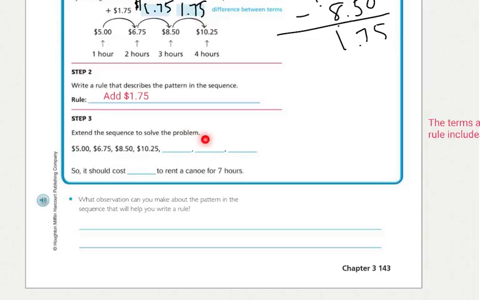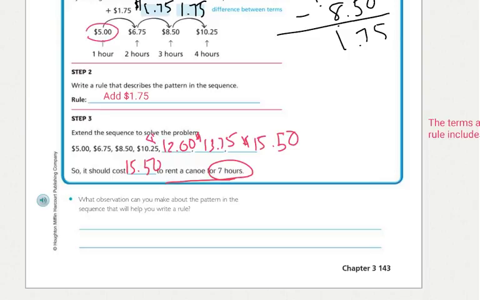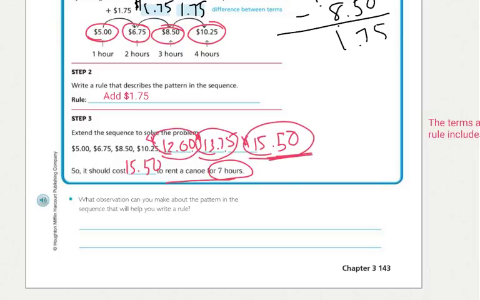So step 3, let's extend the sequence. We stopped at $10.25, so if I add $1.75 to that, I'm going to get $12. And if I add $1.75 to that, I'm going to get $13.75. And if I add $1.75 to that, I'm going to get $15.50. So it should cost $15.50 to rent the canoe for 7 hours, because we had to extend our pattern to get to the 7. Because we had 1 hour, 2 hours, 3 hours, 4 hours, right? This would be for 5 hours, 6 hours, and that would be for 7 hours, and that's what they wanted for my question.